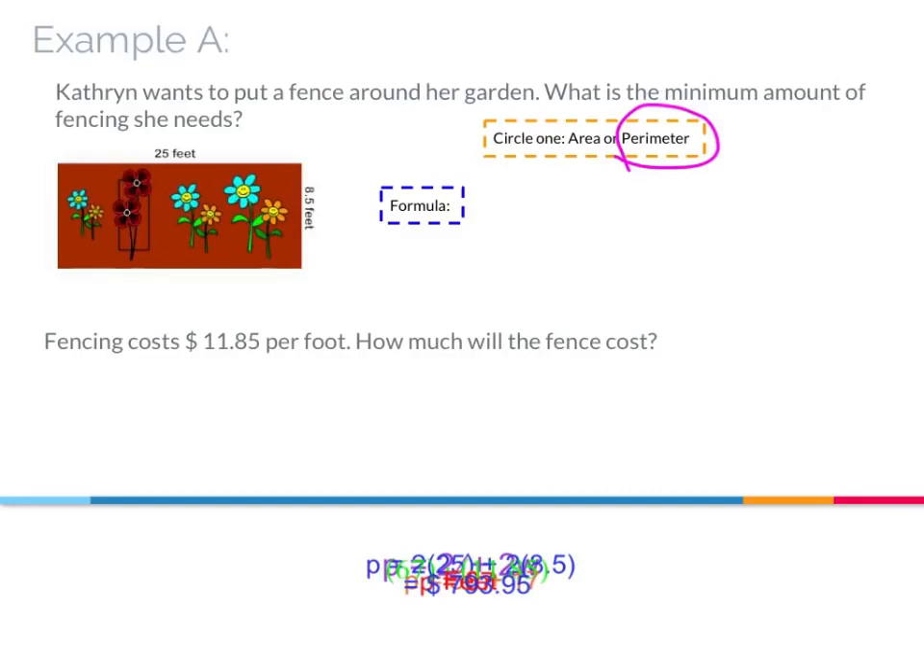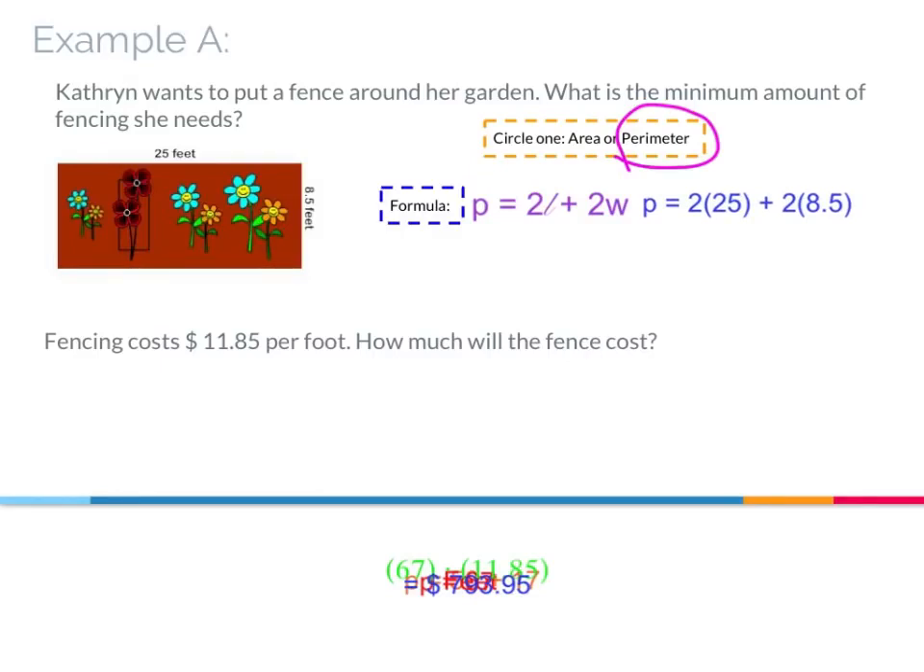The perimeter formula for a rectangle is P, the perimeter, is equal to 2 times the length plus 2 times the width. Looking at my problem, I see that the 25 feet is my length and the 8.5 feet is my width. So I'm going to substitute it into my formula to get P is equal to 2 times 25 plus 2 times 8.5. Now I have to use order of operations to solve for P.